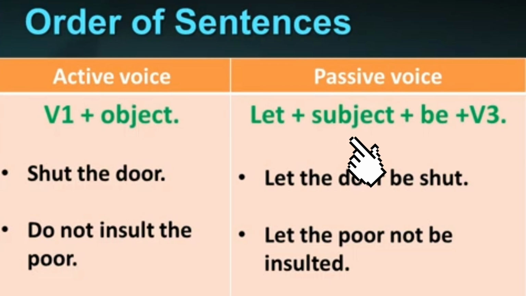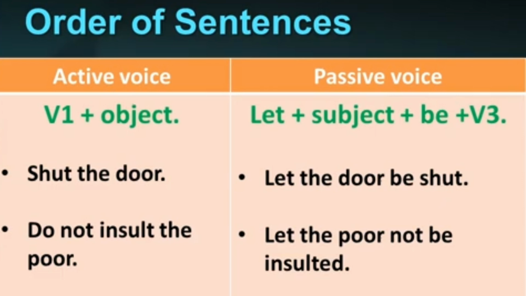And for the passive voice, we use let at the beginning of the sentence while changing into passive voice and then subject. Means the object of active voice is now subject in passive voice. Then we use the word be and then third form of verb. And the passive voice of shut the door is let the door be shut.